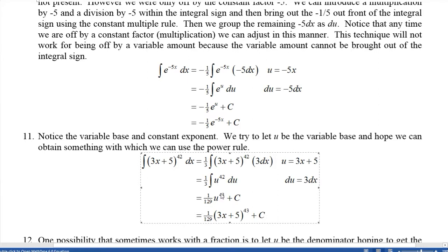The power, you add 1 to, which is 43 for the new power, and then you multiply by the reciprocal of the power. So you do 1 over 43 times 1/3. 43 times 3 is 129. So this is 1/129th times u to the 43rd. Our integral sign has disappeared, our last one, so we put plus c there. Now we substitute back in, u is 3x plus 5, and we see that this is our entire family of antiderivatives.